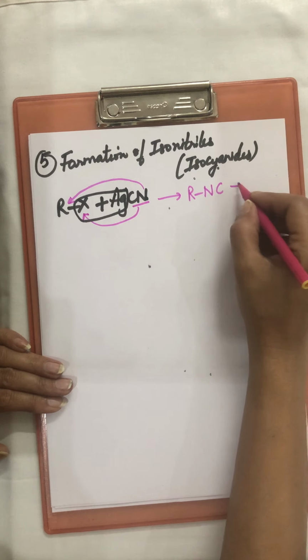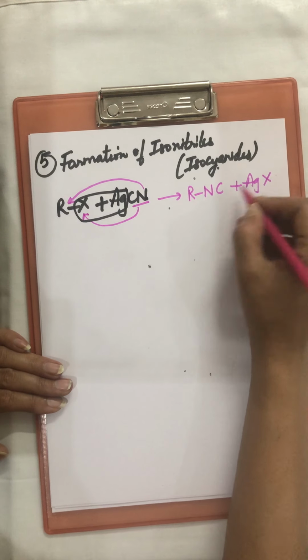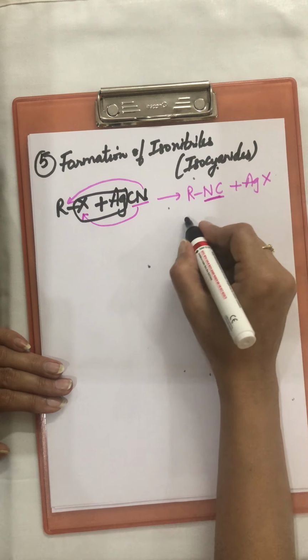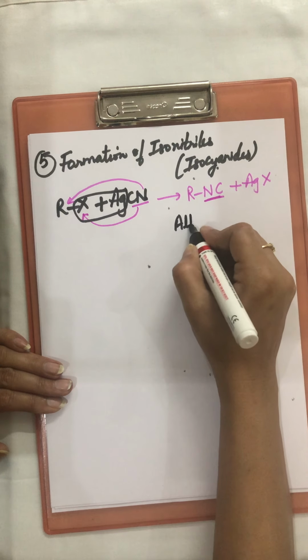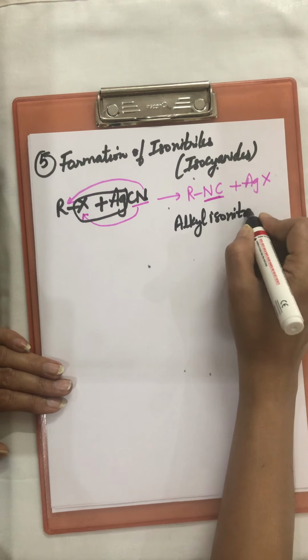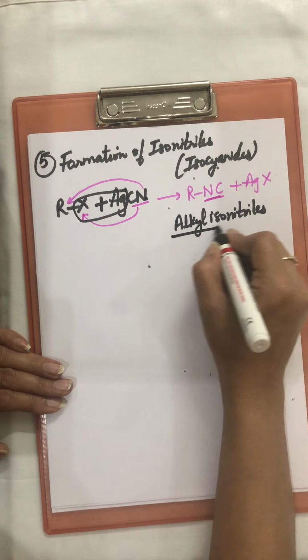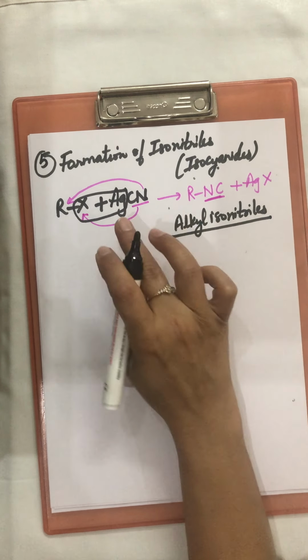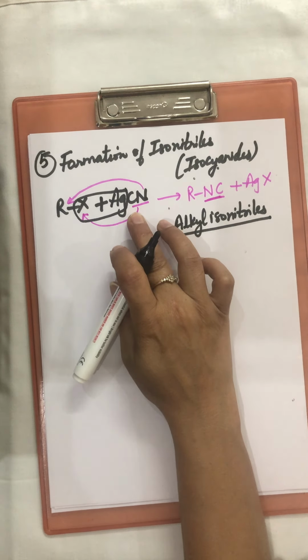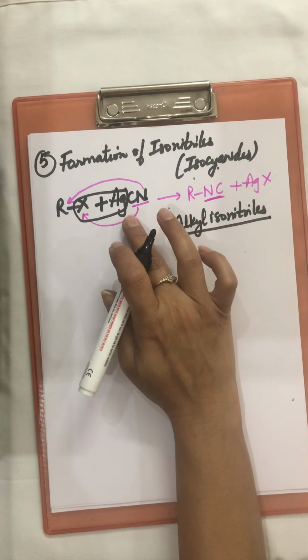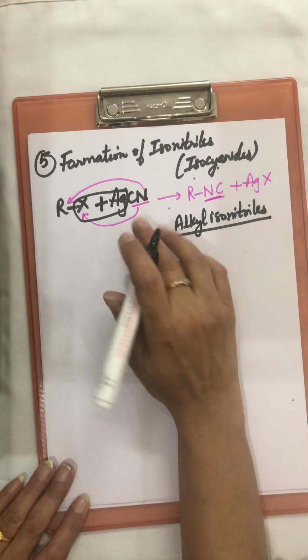So this is RNC plus AgX. NC functional group is the isonitrile functional group. So this is alkyl isonitrile, or isocyanides will form here. To get the cyanides here we take NaCN or KCN. To get isocyanides here, we have to take AgCN.